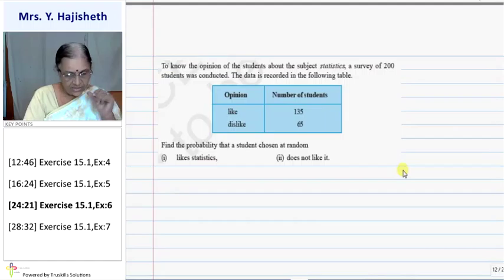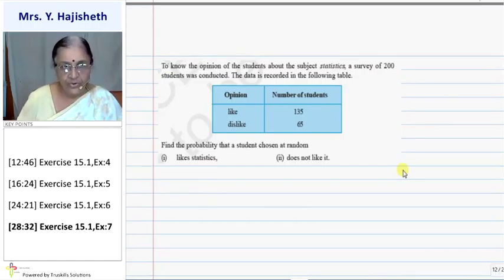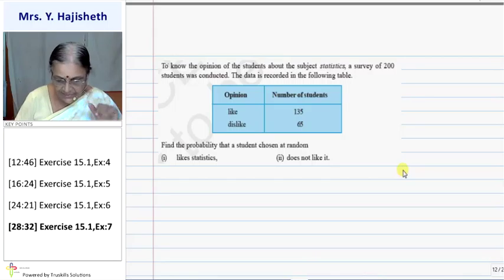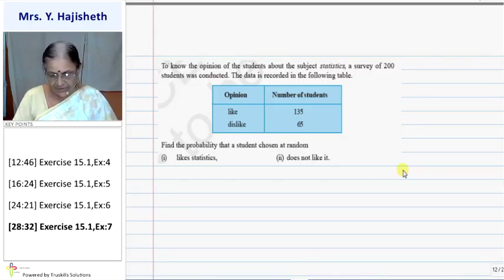Understood? Now see, to know the opinion of students about the subject statistics, a survey of 200 students was conducted. The data is recorded in the following table. Find the probability that the student selected at random likes stats and does not like stats. Both events are mutually exclusive. Right? The probability of both together will be 1. It covers all the students.